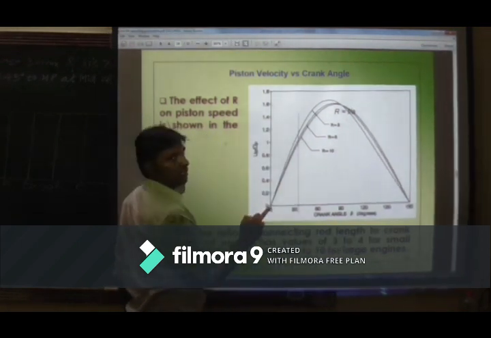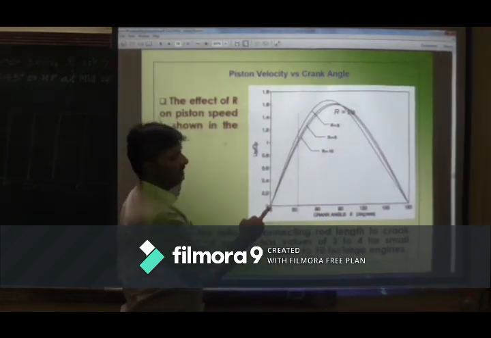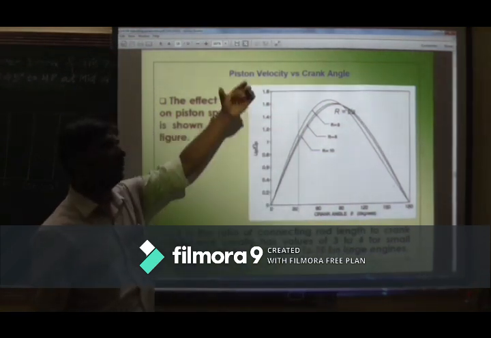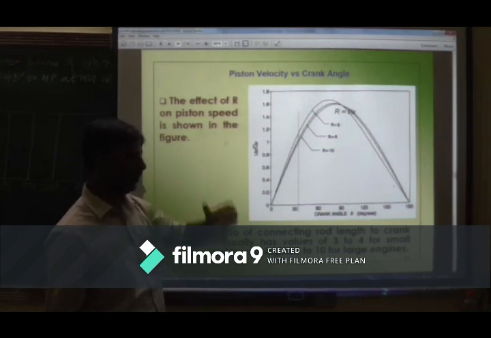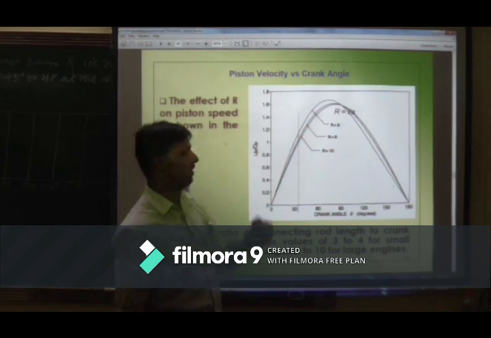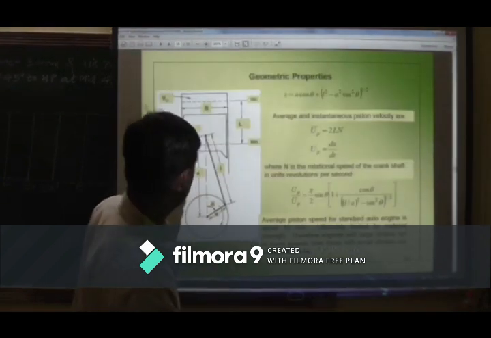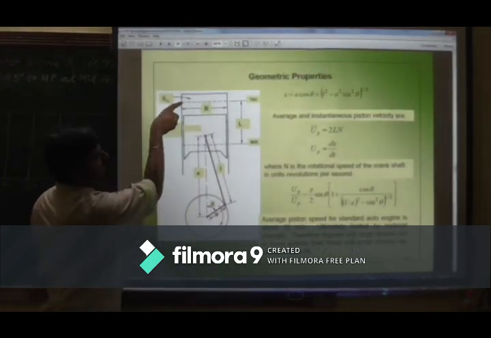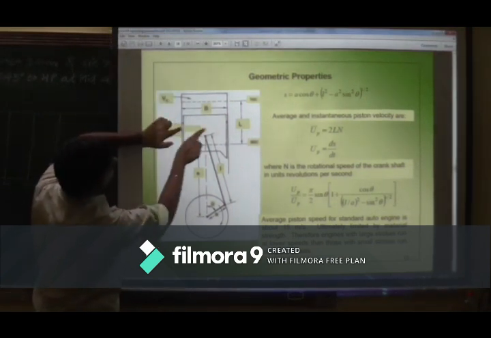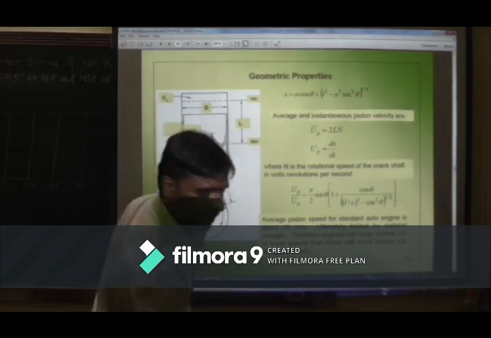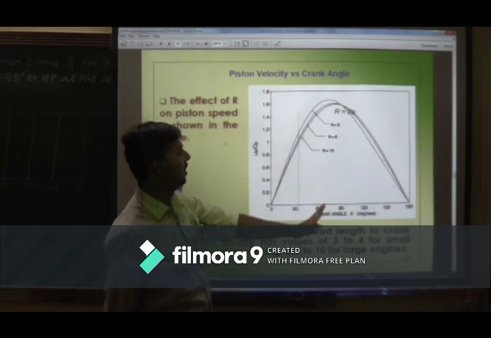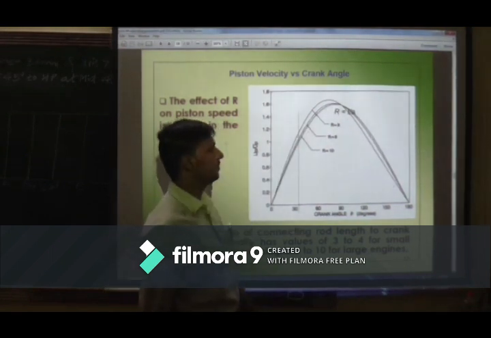When piston is at TDC, the velocity is 0. The piston is at BDC, velocity is again 0. So piston will travel from TDC to BDC. At TDC it is 0, BDC it is 0. When it is at the middle, 90 degree, piston will be here. Piston at TDC 0, at BDC 0, and in between, at the middle, the speed will be higher. So what this characteristic shows, at the middle piston speed will be higher.